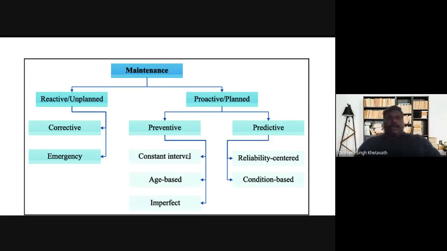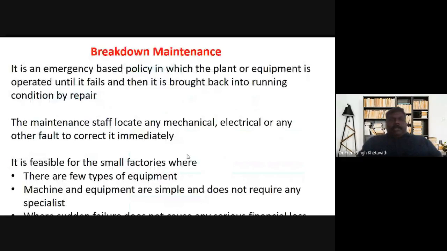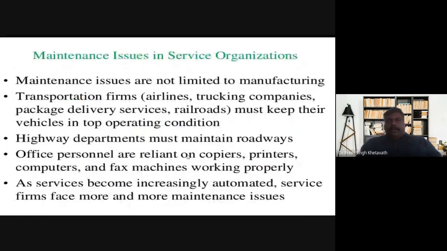Maintenance is of two types. One is reactive, unplanned. Another is planned and proactive. In proactive, we have predictive and preventive. And in unplanned, we have corrective, that is the emergency, that is the breakdown. So we have breakdown maintenance issues. With this topic, we have ended our second unit.